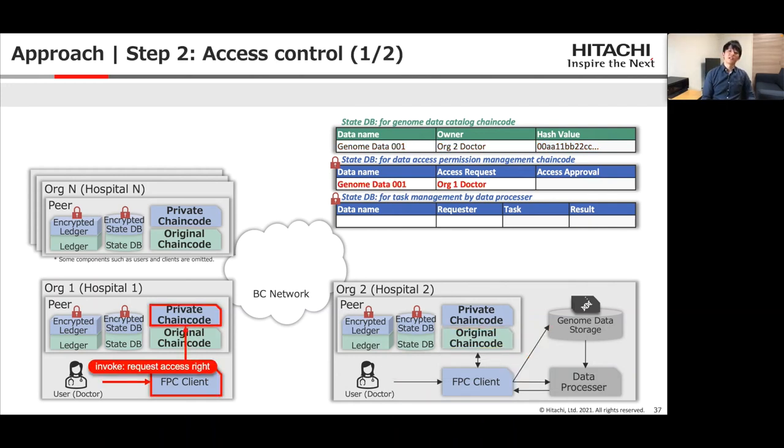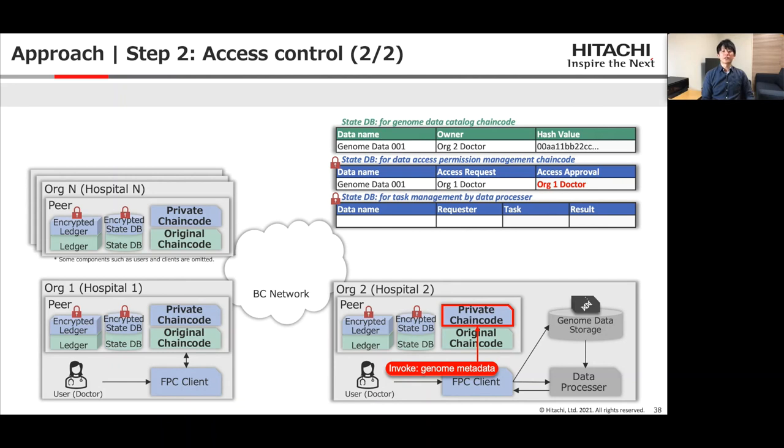Next, Organization 1 doctor refers to the genome metadata and searches for data that he wants to utilize. If the doctor finds data that the doctor wants to utilize, the doctor writes a request to the data owner in the blockchain for access rights. Organization 2 doctor checks if there is a request for access rights. If the doctor approves the request, the doctor writes the information to the blockchain.